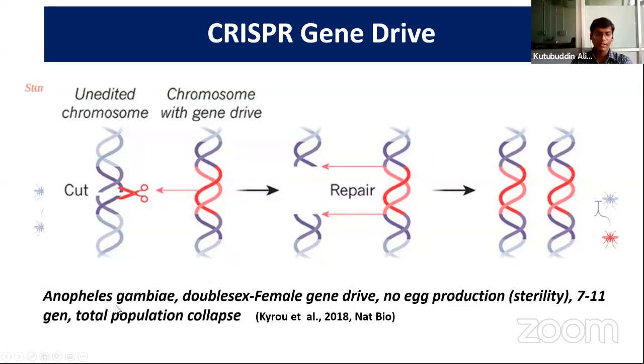So it is applied in Anopheles gambiae, the doublesex female gene drive they have done, and no egg production has been found in 7 to 11 generations, and the total population collapsed in a caged population. It has not been released in the wild, but it is being done in a caged population. It has been found that within 7 to 11 generations, all the population become sterile, so they can no longer breed to produce more mosquitoes.